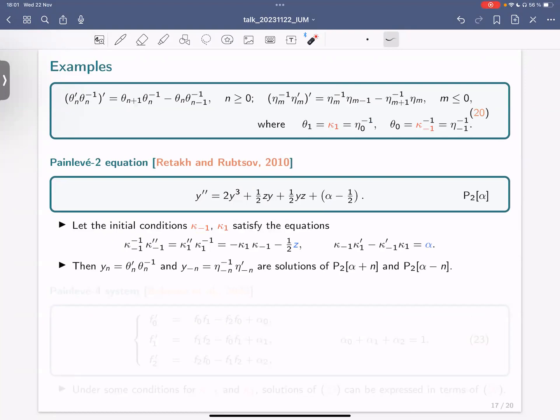So why do we work with Toda chains? Because in the Abelian case, the Painlevé equations are related to these Toda chains. In particular, in the case of the Painlevé 2 equation, Vladimir Retakh and Vladimir Rubtsov have shown that this fully non-Abelian analog for the Painlevé 2 equation, where y is an element of our ring R, has solutions in terms of the quasi-determinants, or in other words, in terms of these Toda chains, if we assume some restrictions for the initial conditions kappa -1 and kappa 1.